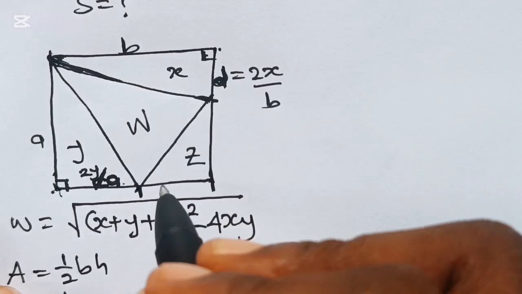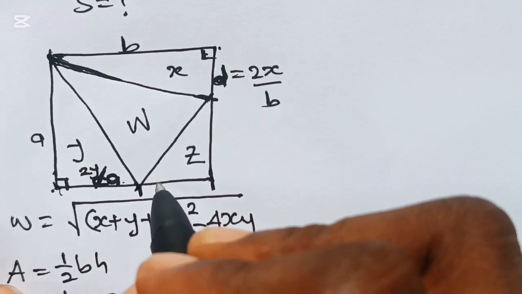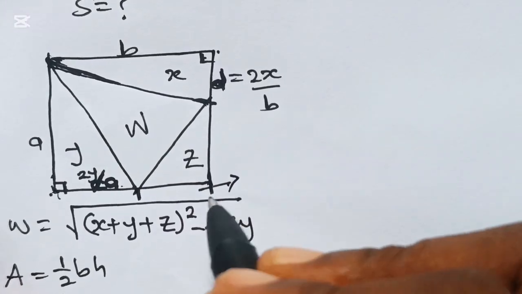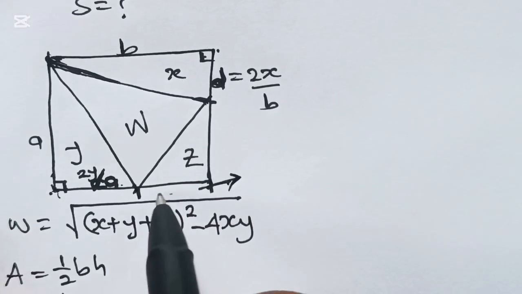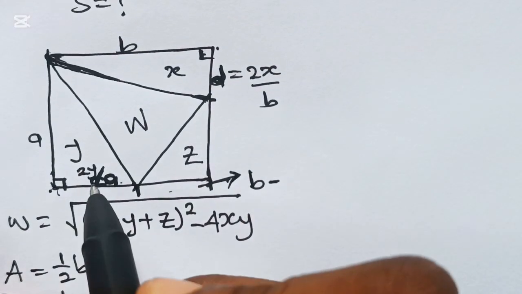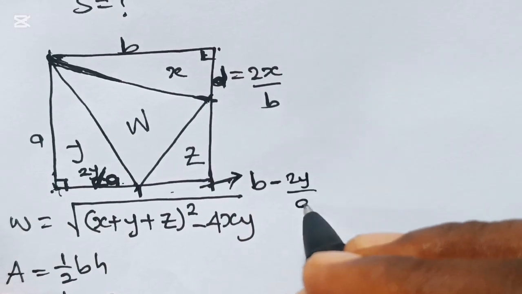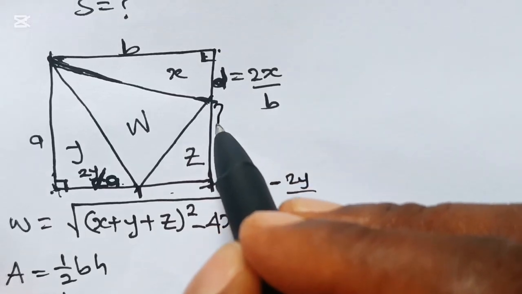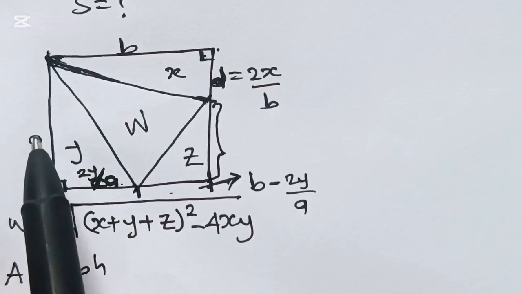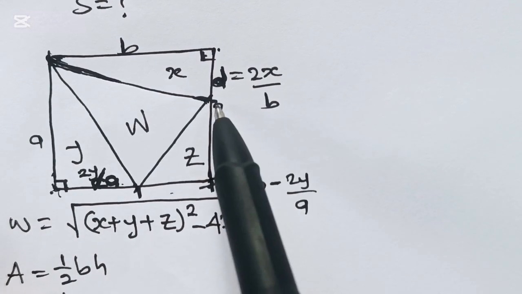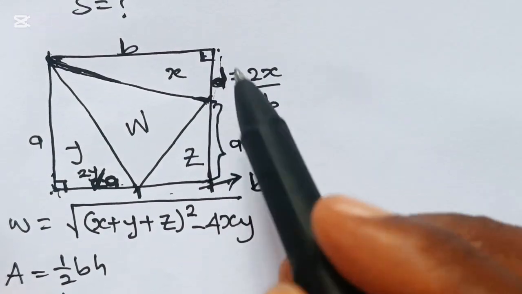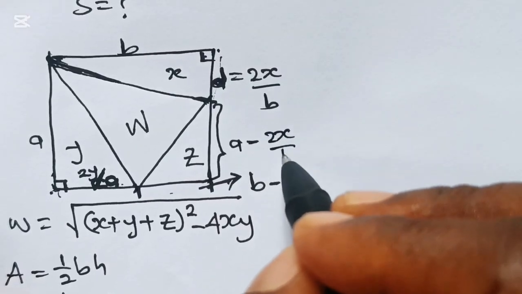So this part will now be b. I don't know why I wrote this, it's actually disturbing me, so let me use this to indicate it. So this part will now be b minus 2y over a. And similarly, this portion, remember that from here to here is also equal to a, right? Is equal to a. So this remaining portion should be a minus this portion, which is 2x minus b.